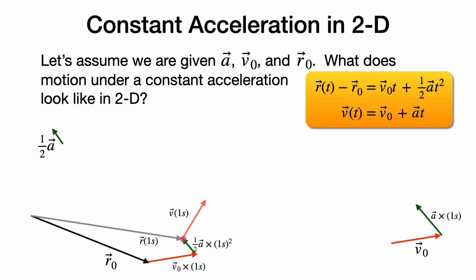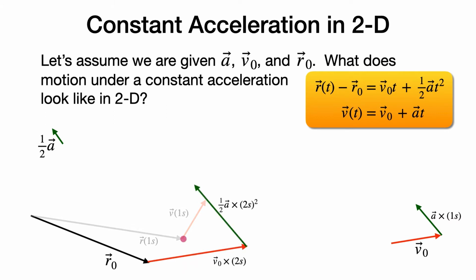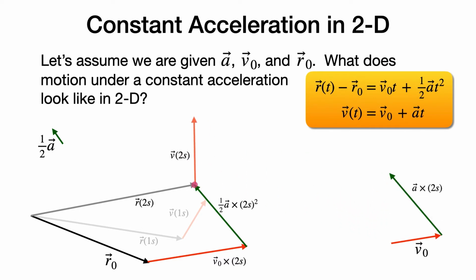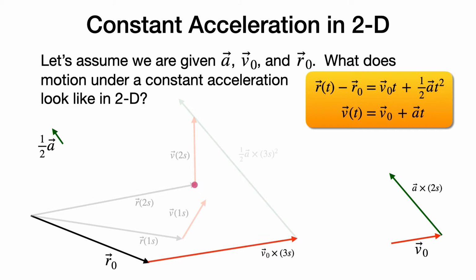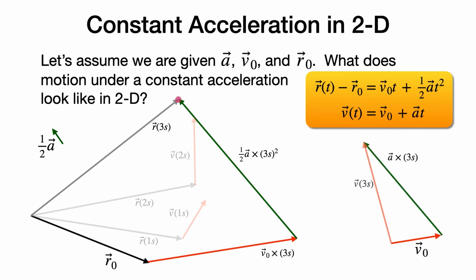We can allow time to pass a little bit further, now going out to 2 seconds. We see again that the final position is the vector sum of the initial position plus the displacement along the initial velocity vector by the amount of time given, plus the displacement along the acceleration vector, multiplied by 1/2 times the time squared. And the velocity is also going to change further. And if we finally go to 3 seconds, we see the effect of both the initial velocity and the acceleration on the motion of the particle and on its velocity.